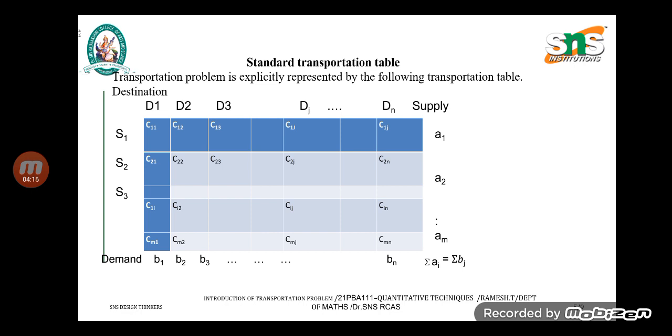First we check whether the given transportation problem attains a feasible solution. That means we check whether the total supply and the total demand are equal or not. The total supply is the sum of Ai, the total demand is the sum of Bj. So the sum of Ai equals the sum of Bj. If it is true, then the given transportation problem attains a feasible solution, that is, it is balanced.